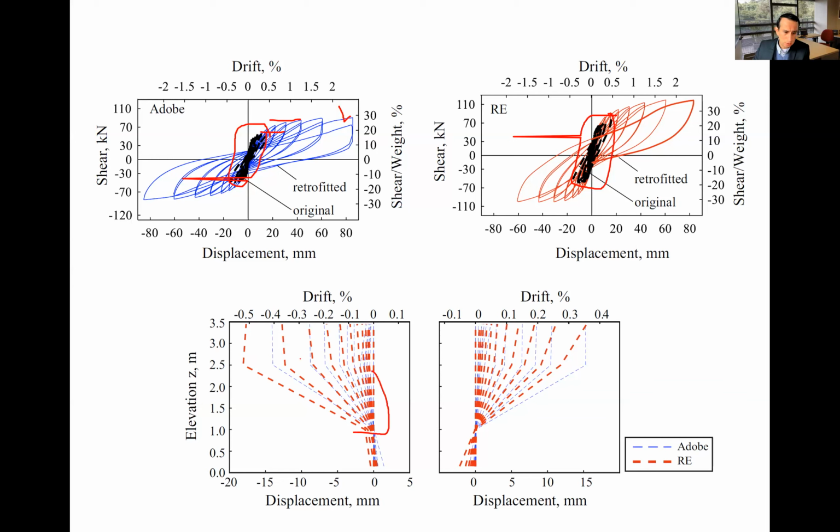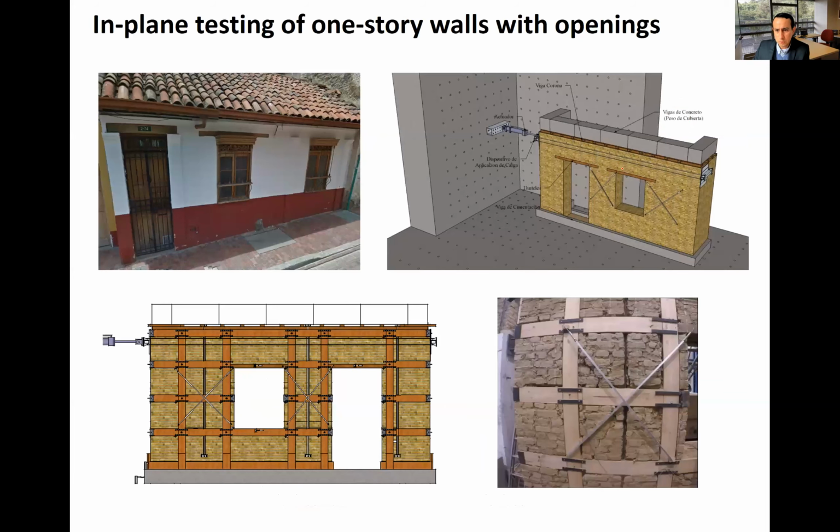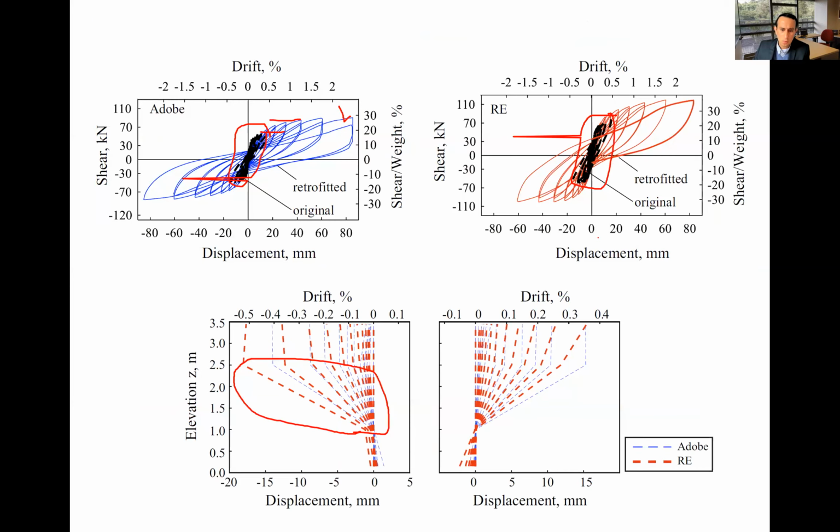You see that there is a concentration of displacement in this position. When you have this opening, you will concentrate the damage mainly on these piers. That's something that called our attention in terms of the retrofitting technique, that we should include elements there. We also have conducted tests on this kind of module with windows and doors, in which you can see here that the cracks appear, but they are controlled by the timber elements.